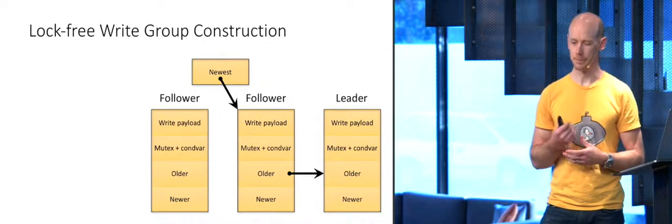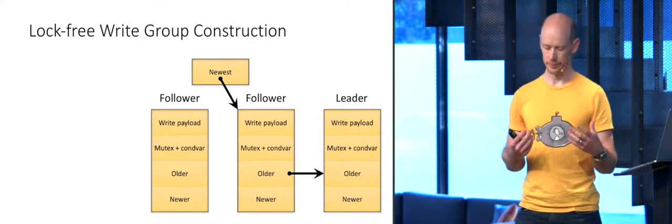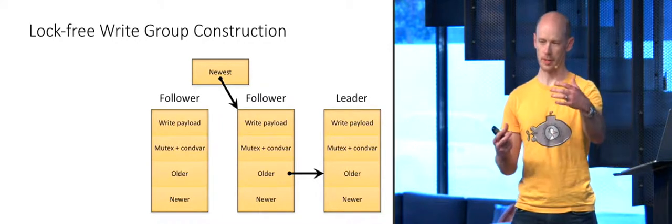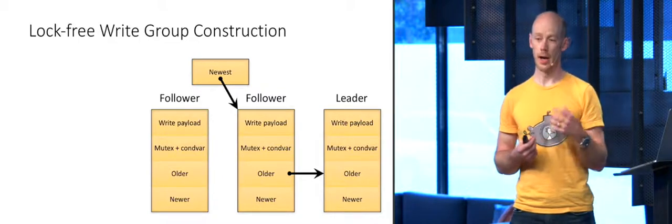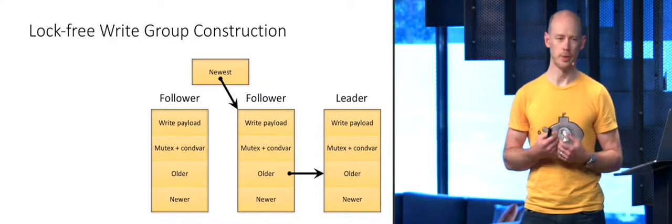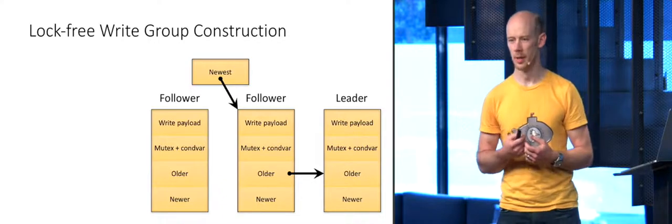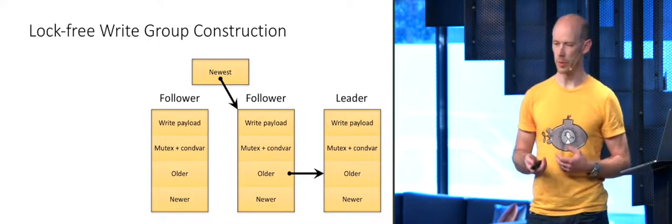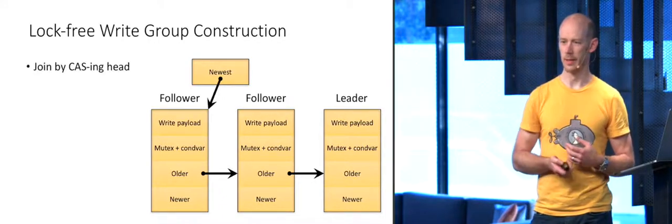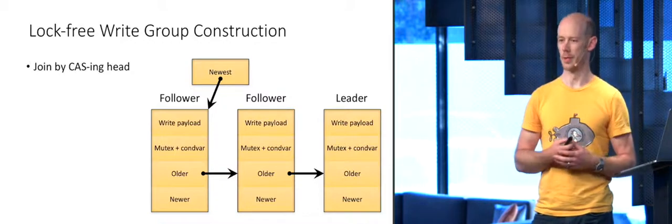So I did this by, there's a little struct. It has in it the write payload. Every thread creates their own mutex and condition variable. This means we can do point wake-ups. And then we just have a compare and swap to link a new follower onto the front of the list.